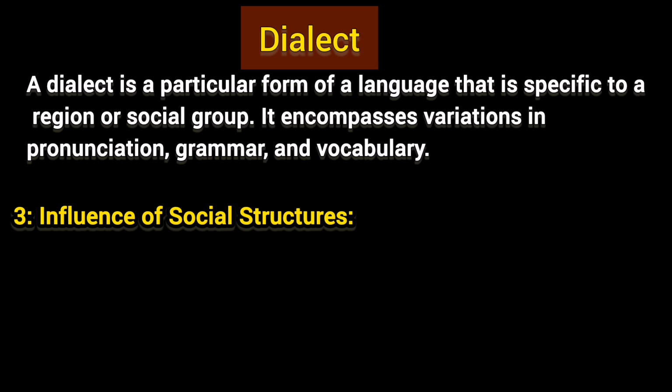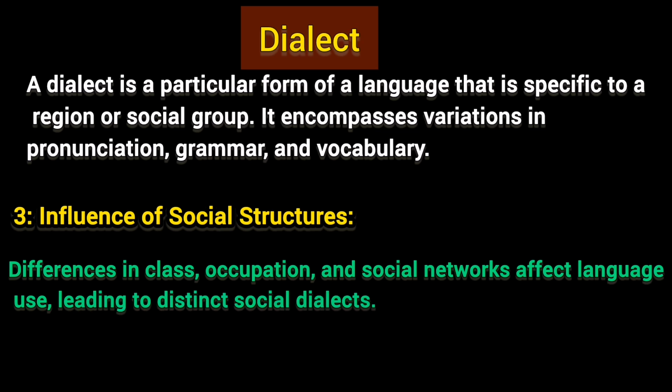Influence of social structures. This means that differences in class, occupation, and social networks affect language use, leading to distinct social dialects. For example, the received pronunciation associated with the British upper class differs from regional working class dialects. Higher social classes often have better access to education, which typically emphasizes the standard language variety. This can lead to their speech patterns aligning more closely with the standard form. Simply, social structure can be the cause of a dialect, because those who are rich have easy access to education and other facilities, so with the passage of time their language becomes to some extent different from the lower class. So, social structure can also be the reason for a dialect.